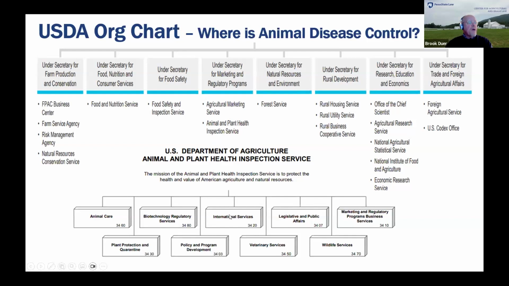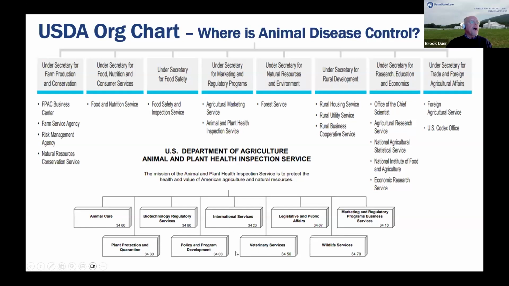And then if you drop down to APHIS's org chart, of all the various units, Veterinary Services is right here. That's the particular portion of APHIS that is doing the hands-on, day-to-day administration of animal disease control. Wildlife Services handles wild animals and wildlife disease issues. So, for example, rabies in wildlife comes under Wildlife Services.